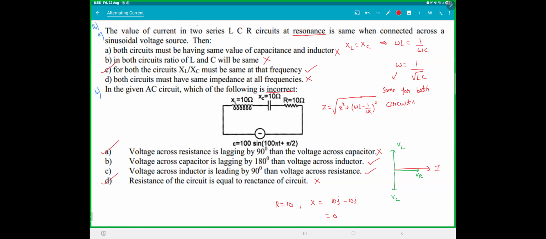Clear with this? This is how theoretical questions will be there. Please check both the questions. Please ask me if you're confused anywhere. All clear with this? So questions will be of this sort. They're not tough, but if you don't know what you're talking about, you will go for wrong things.